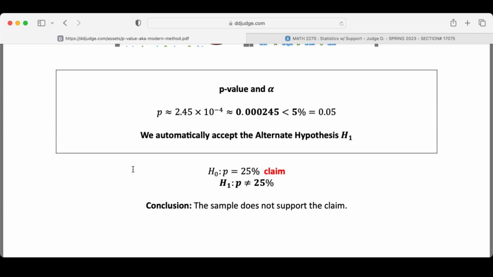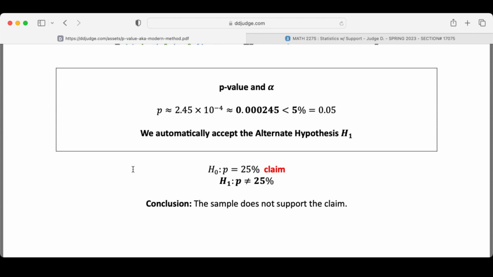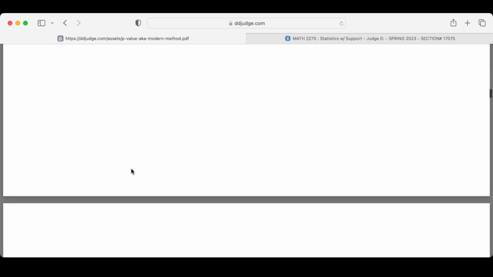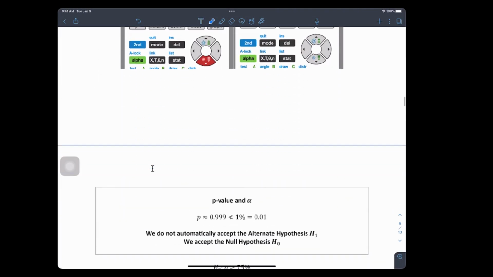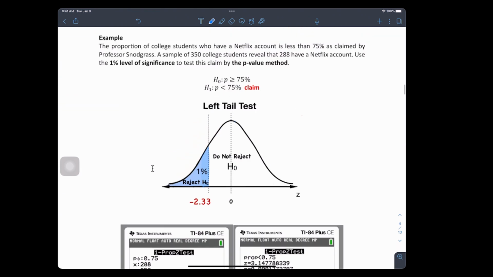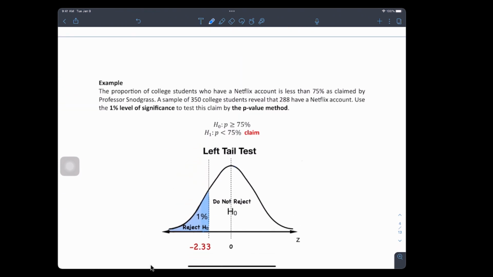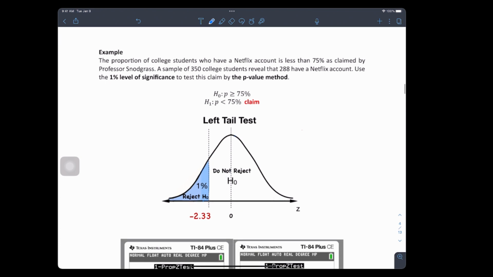Sample does not support this. We automatically accept the what? The alternate hypothesis, p-value and alpha. Let's look at the next example. Let's see if you guys know what we're talking about here, okay? Did we do this here? Let's double check.